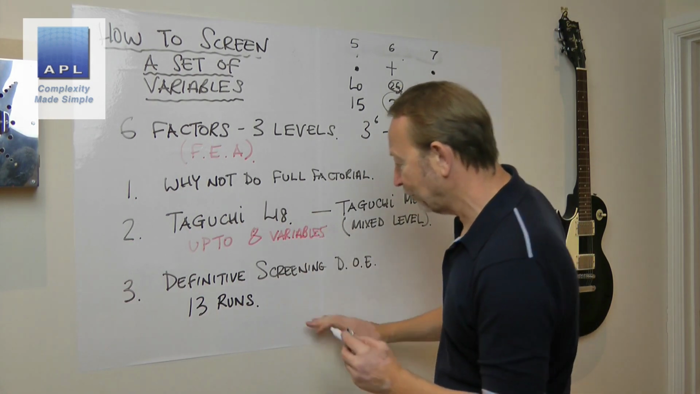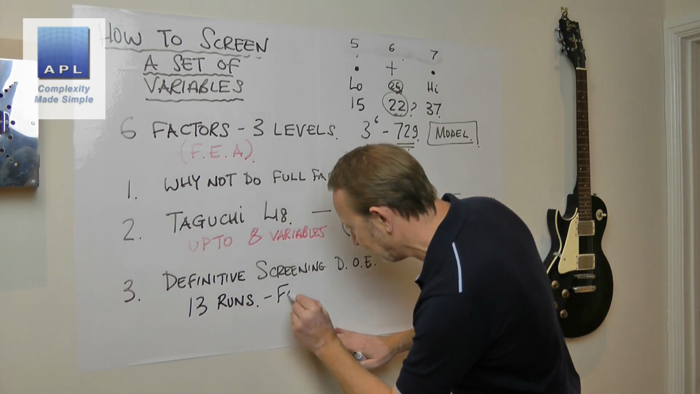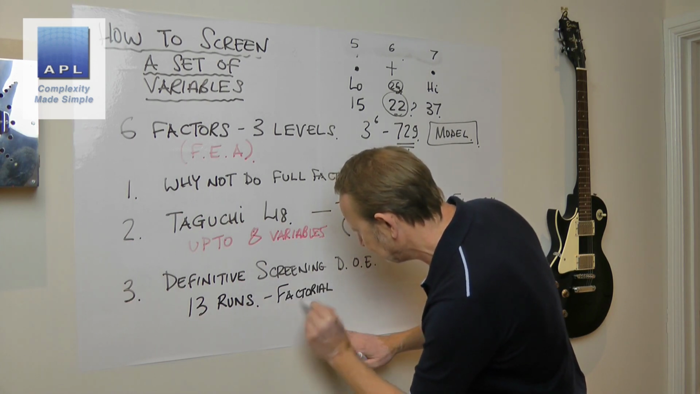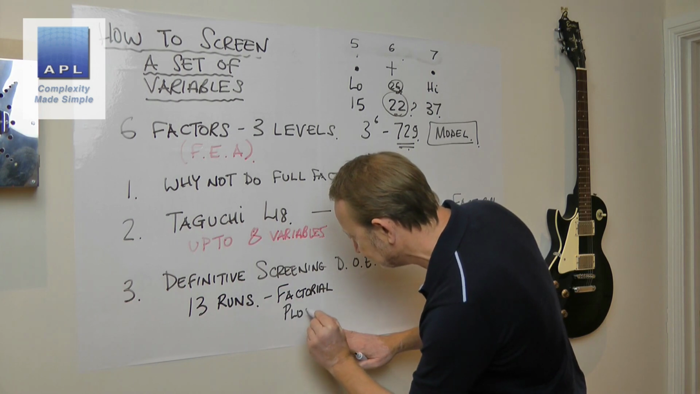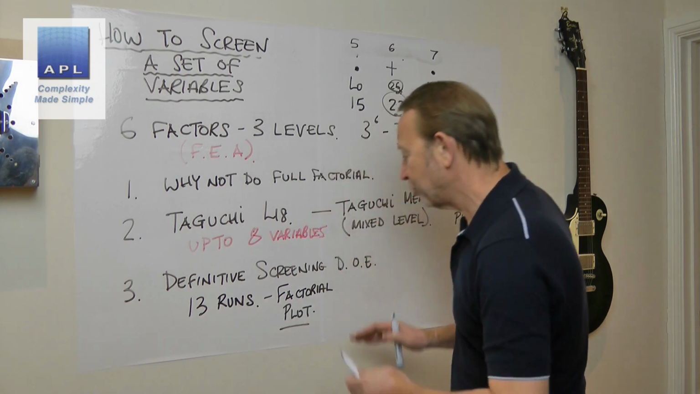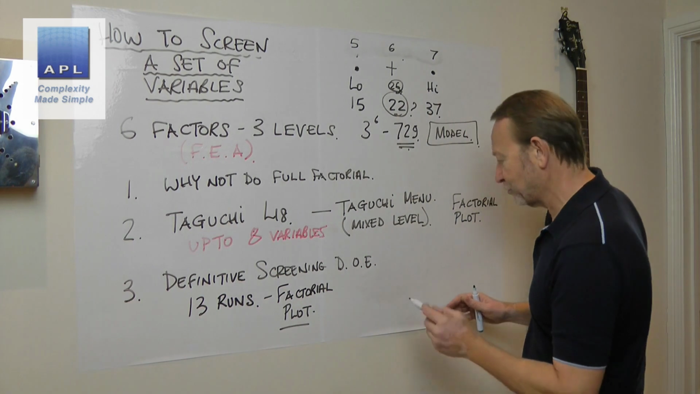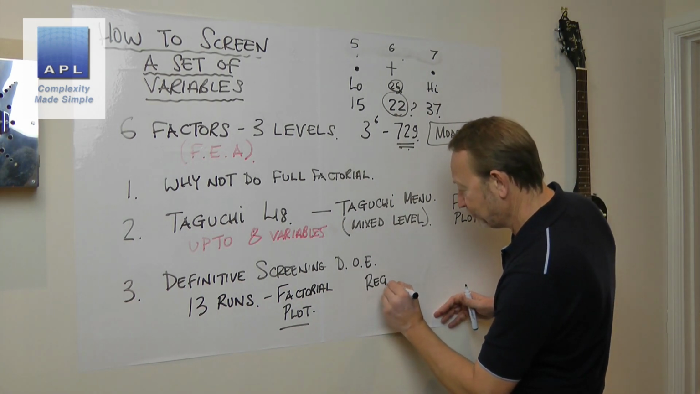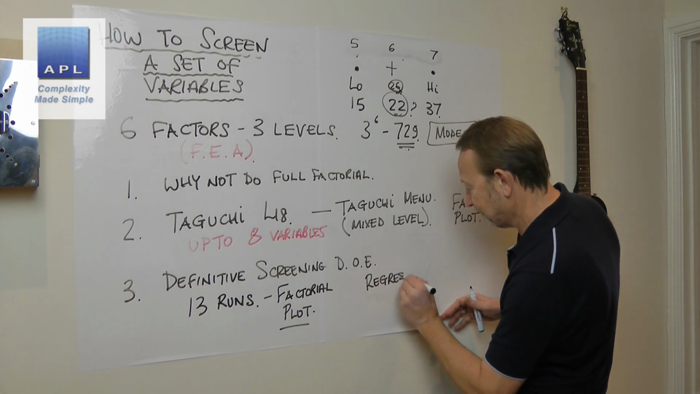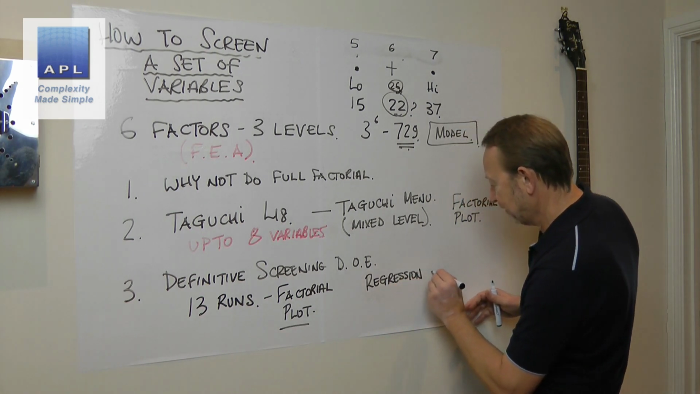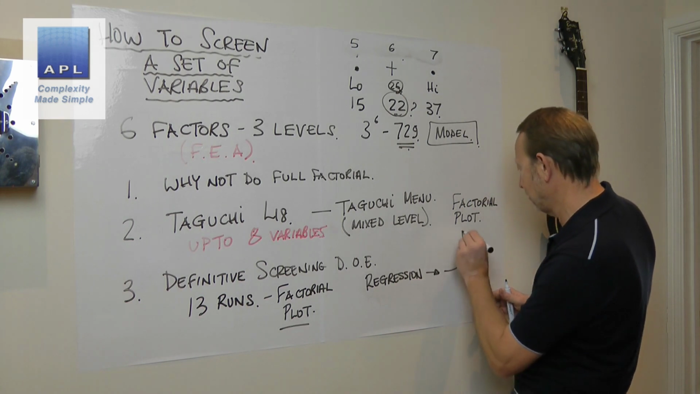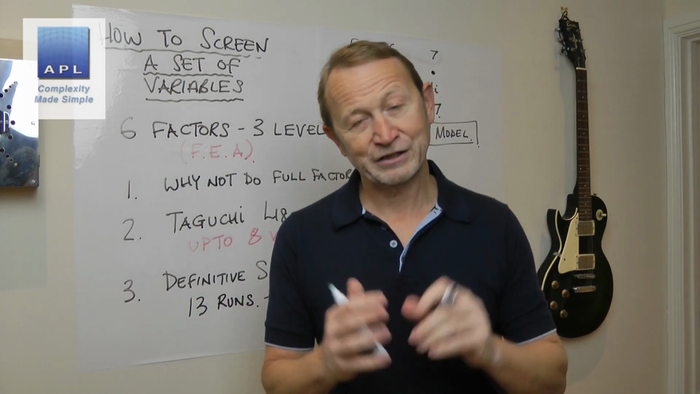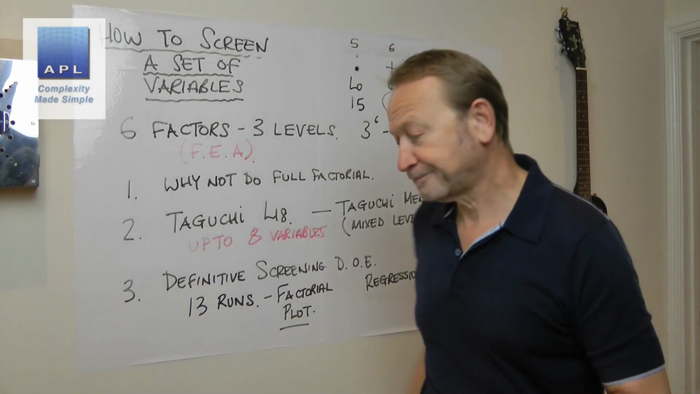How are you going to analyze this? Same again. Factorial plot. Okay, so in order to do the factorial plot, you're gonna have to do regression first, usually, and then you can ask Minitab to create a factorial plot for you.